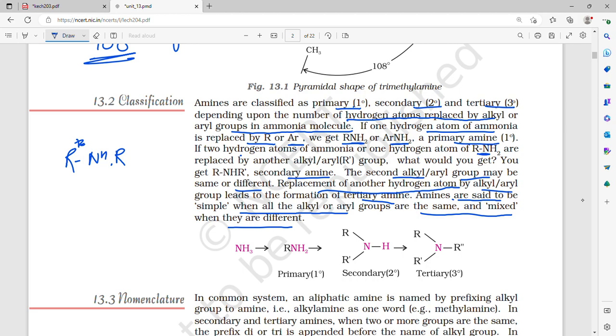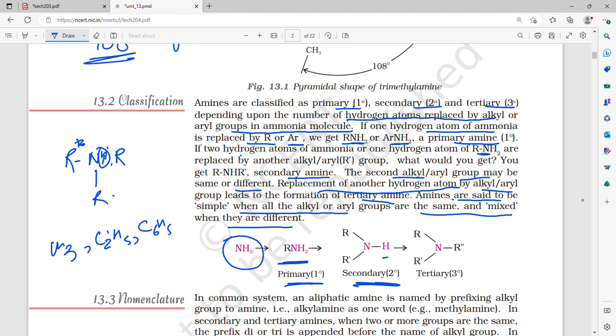If you replace this hydrogen also by an alkyl or aryl group, then we get a tertiary amine. So this is your ammonia molecule. You replaced one hydrogen, you got RNH2, a primary amine. You replace the second hydrogen also, with another different R, let's say R dash, then you got a secondary amine. Lastly you replace the third hydrogen also with another different group. In one case you took CH3, in one case C2H5, in one case, let's say, C6H5, an aryl group. So R dash dash. Then you got a tertiary amine.